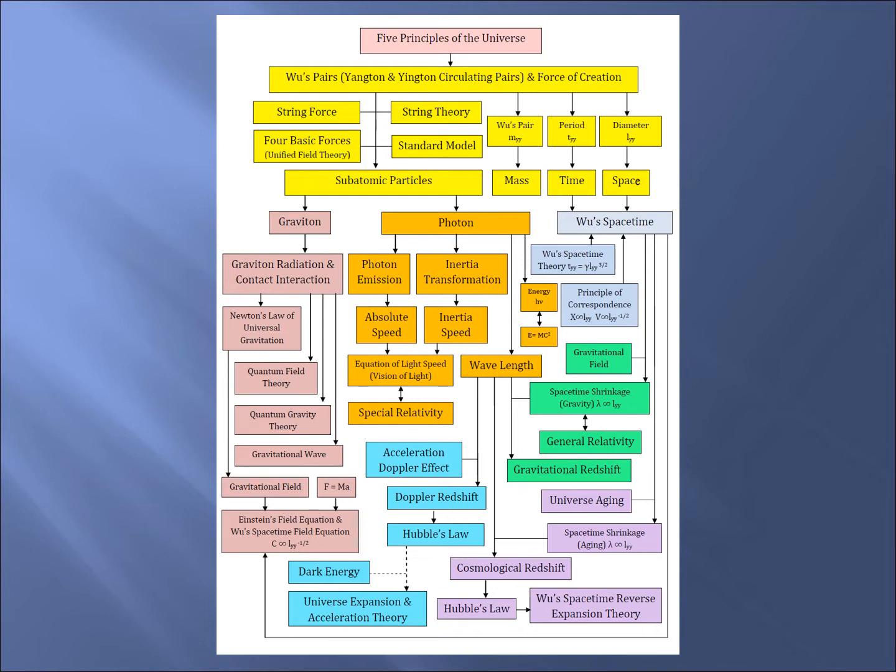I will start our discussion from top to bottom and left to right with the following sequence: 5 principles, Woods pairs, subatomic particles, graviton, photon, spacetime, redshifts, Hubble's law, field equations, and quantum field theories.